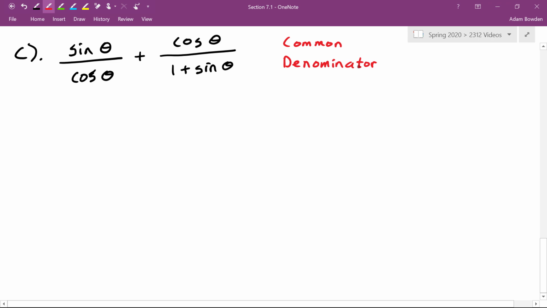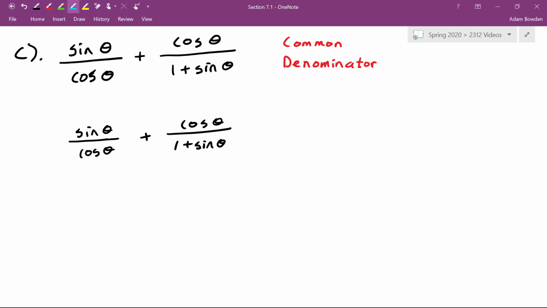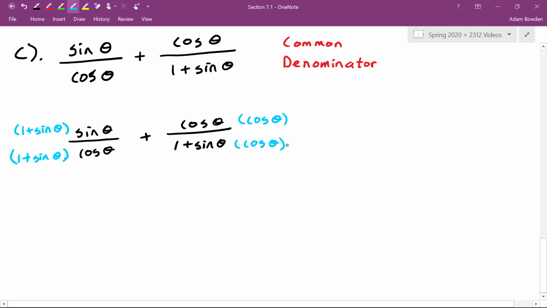Okay, so to do that, let me rewrite it down here with a little extra space. We need to get the same denominator on both fractions. So the first fraction, I'm going to multiply both top and bottom by 1 plus sine theta. And then over here I'm going to multiply both top and bottom by cosine theta. That way they both will match up with each other in the denominator.